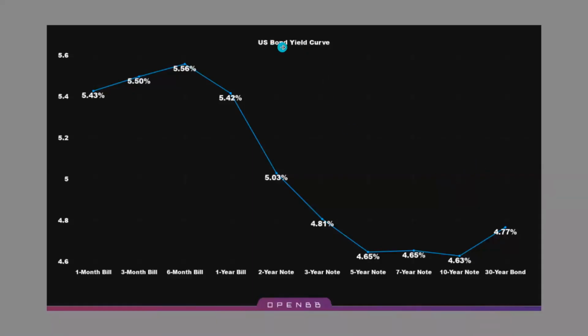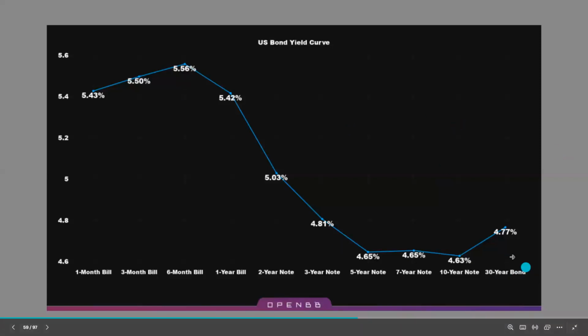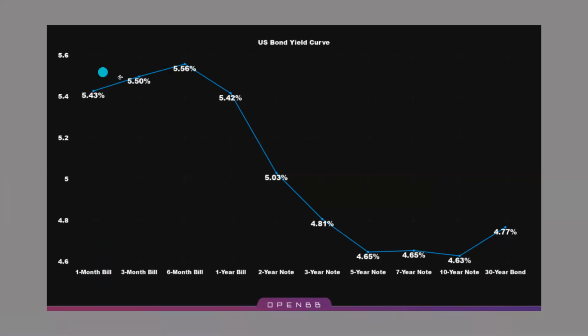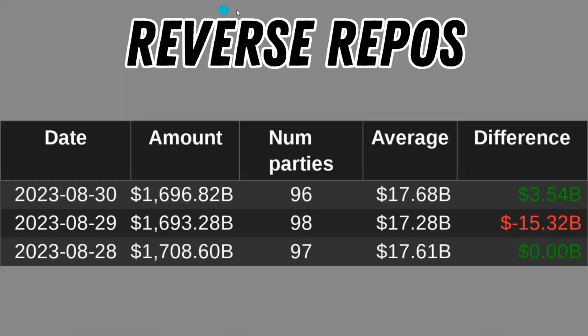Now, this is your yield curve right here. I know it doesn't look like a yield curve, but you have your long maturity over here and your short maturity over here. And you can see that the 1 month, 3 month, and 6 month T-bills are all still paying more than the 5, 7, 10, and 30-year, right? So this basically shows how you get an inverted yield curve, when the short-term durations are actually paying a higher yield than the longer-term durations. So we still have that inverted yield curve.